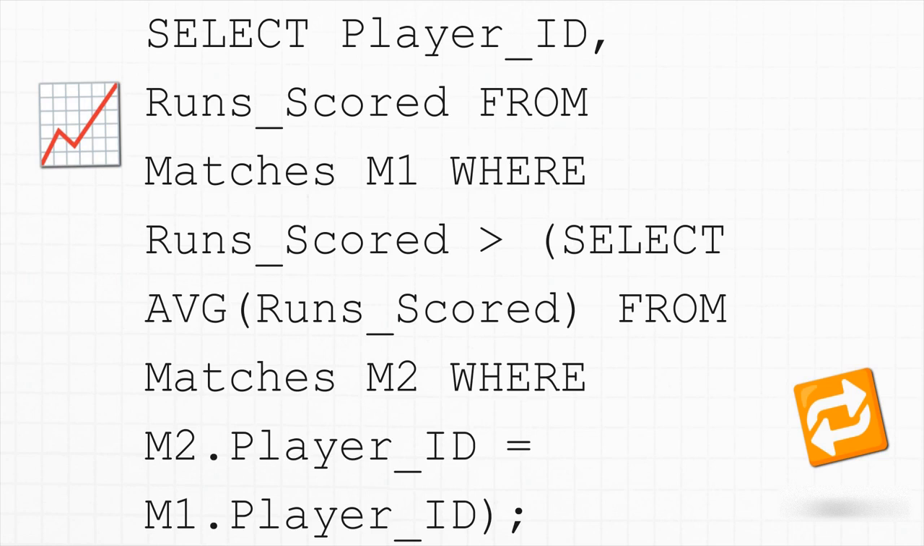Okay, let's look at a classic example. We want to find every single match where a player scored more than their own personal average. Now you'll see we're using these aliases, M1 and M2, to refer to the same matches table. And this is absolutely crucial.